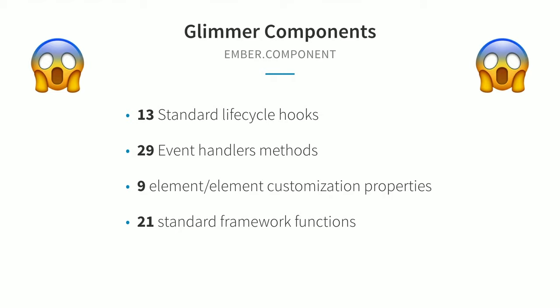What else? Lots of other things. There's 9. And then 21 standard framework functions. Those are things like get, set, get properties, set properties, add observer, get observer, remove observer. Stuff like that. Anyways, it's really complicated. There's tons of surface area. It is very emergent over time. Many of the things here were added prior to the RFC process.